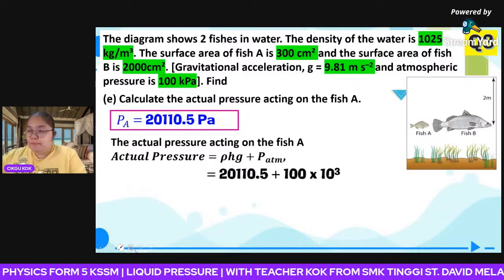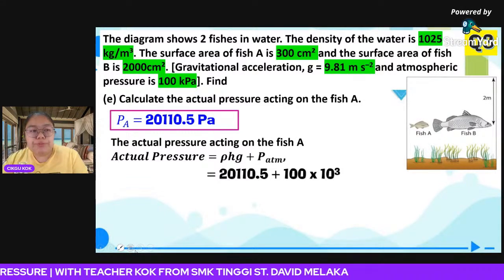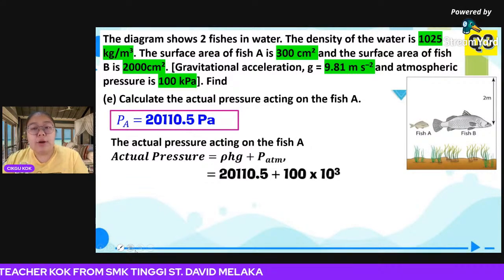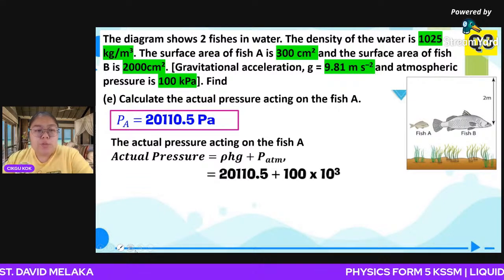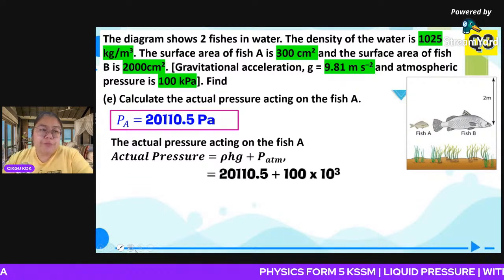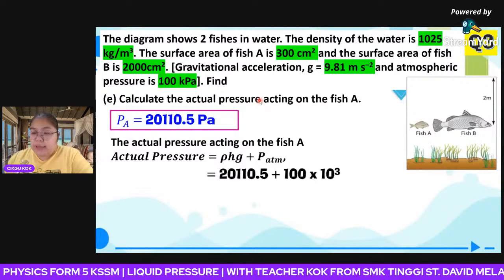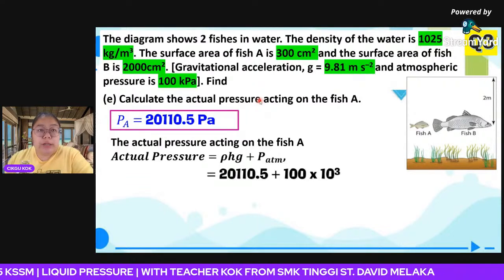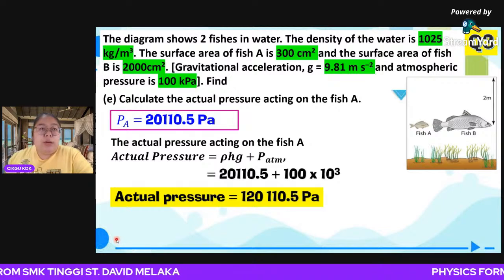So anybody? I showed everything already. One is the pressure acting on the fish, and another one should be the atmospheric pressure. When you see the question, you must be very careful. When they're talking about the actual pressure, it means everything. Kai-Sien, you gave me the answer already. We just plus only, is it? We're going to check, is it correct or not? This one should be the answer.